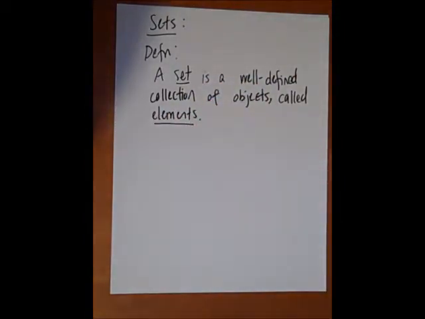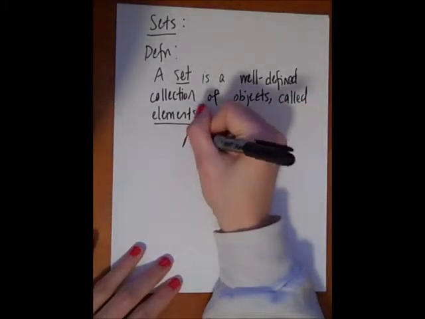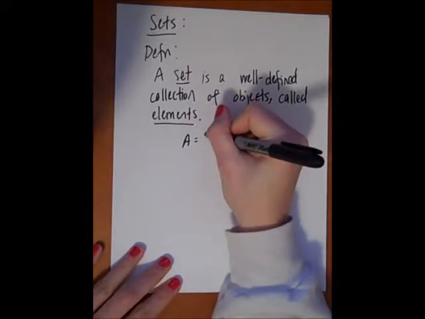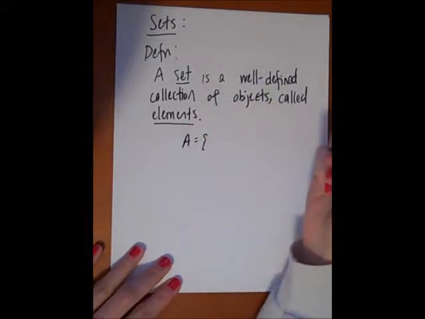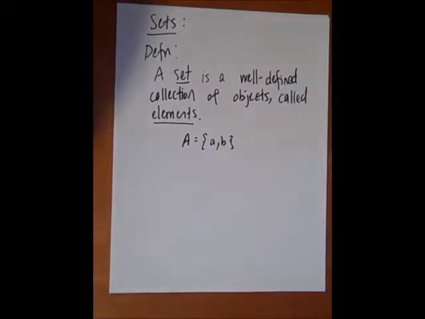There's also one set that we do need to define, and that's called the empty set. So typically when we talk about sets, we'll give a capital letter, and we'll say A is the set, with curly braces. And maybe this time A is the set containing the elements a and b. So that's how you define what a set is.